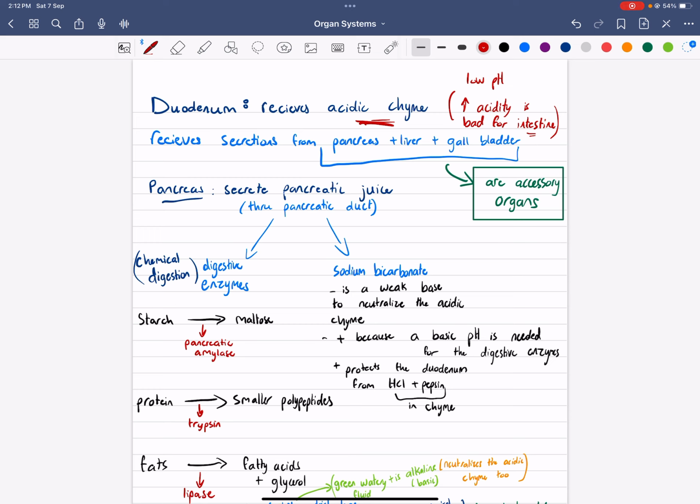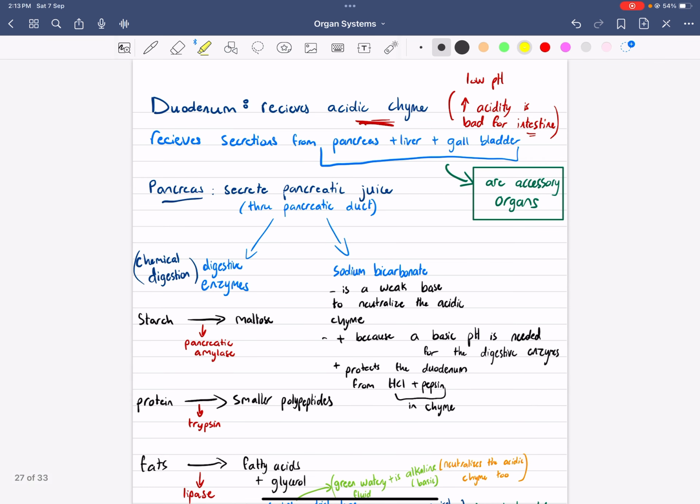Okay, so we have different enzymes in the stomach and in the small intestine. So the environment should be different. So what happens for our enzymes in our intestine to work? We have to reduce this acidity. How do we reduce this acidity? Now the work of the accessory organs comes in.